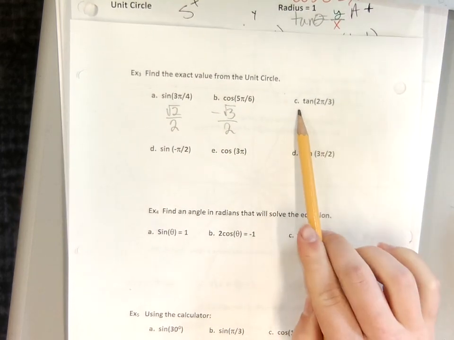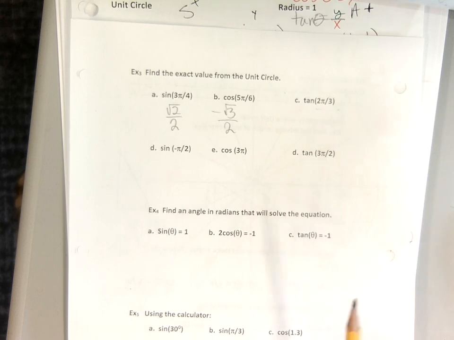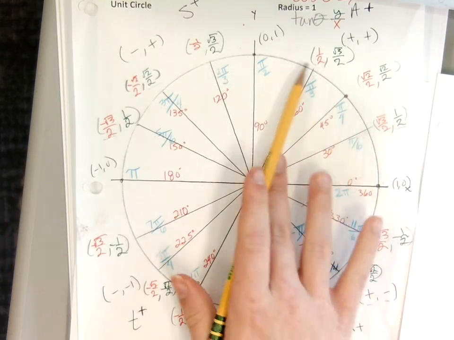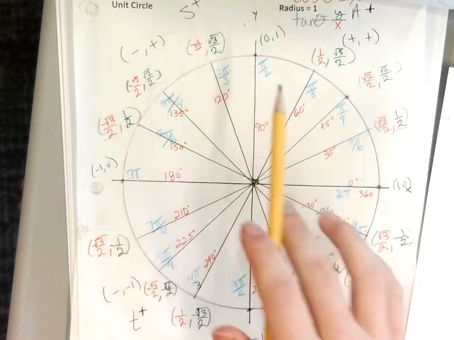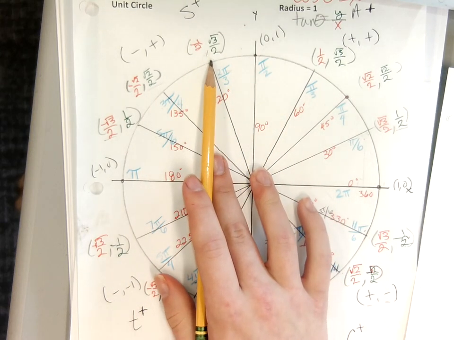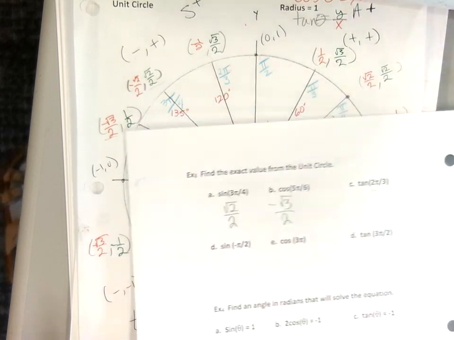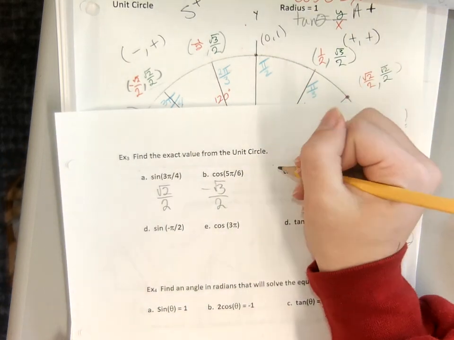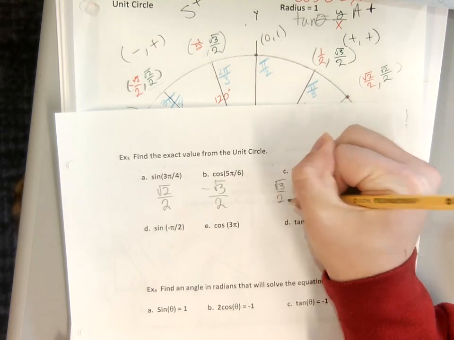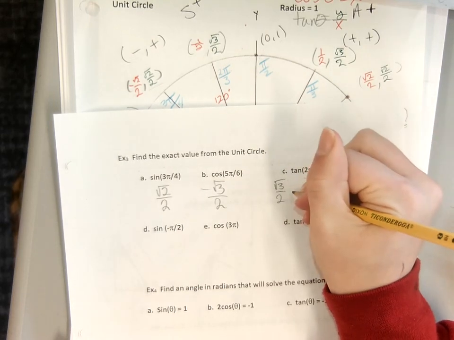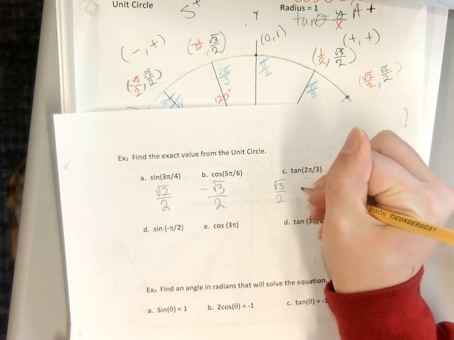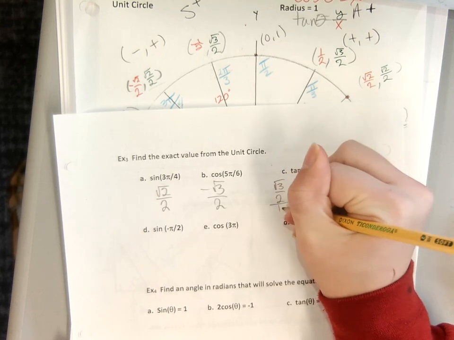Tangent of 2 pi thirds. We're going to go find 2 pi thirds. It's 2/3. And we're going to take tangent of that. So we're going to take y, root 3 over 2. Can I just put times the reciprocal, or do you want me to put it over? Okay, over 1/2.